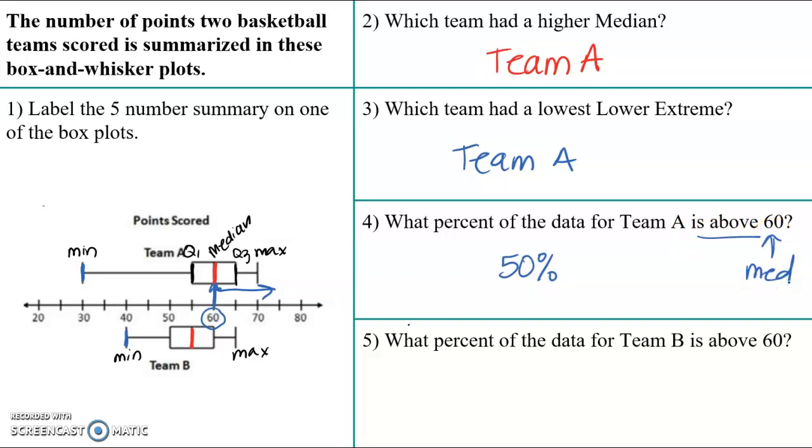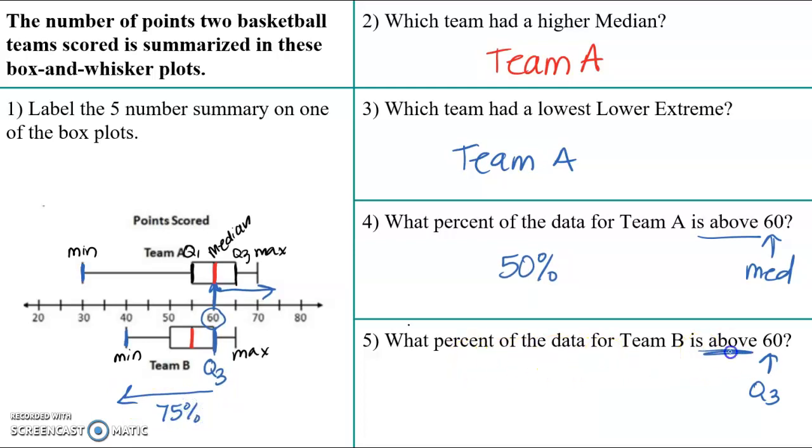Number 5 is asking about the same value, but for Team B. Well, notice 60 is not at the same position for Team B. For Team B, that's at the 3rd quartile. Okay, so that's at Q3. Well, we talked about Q3 is at the 75th percentile. That means 75% is below that point.